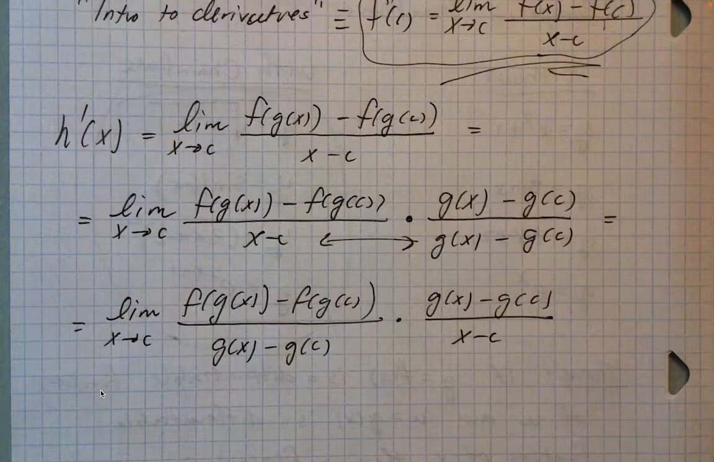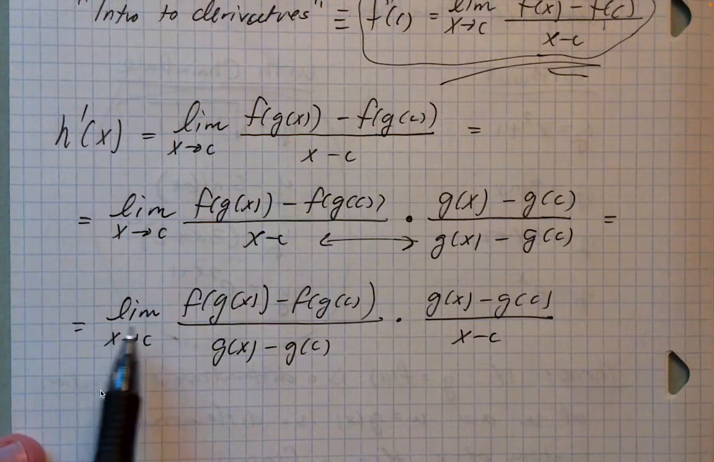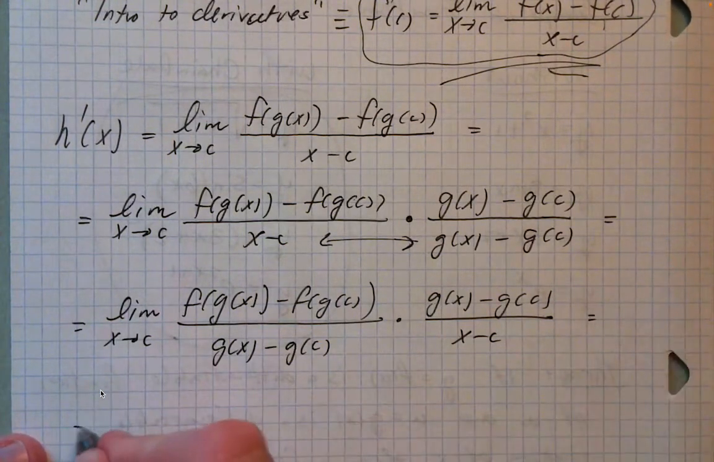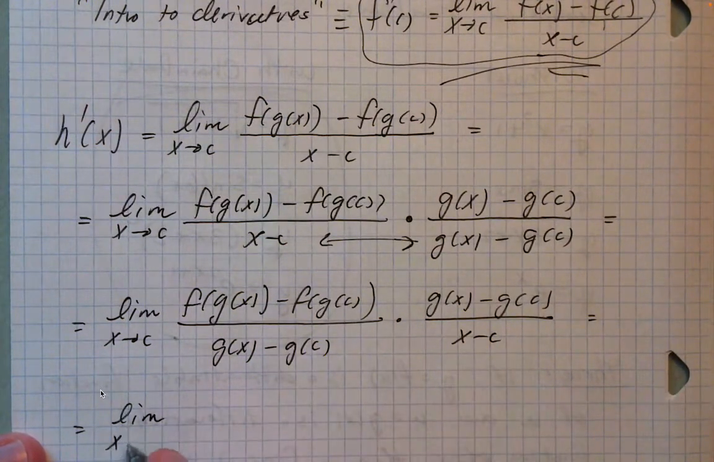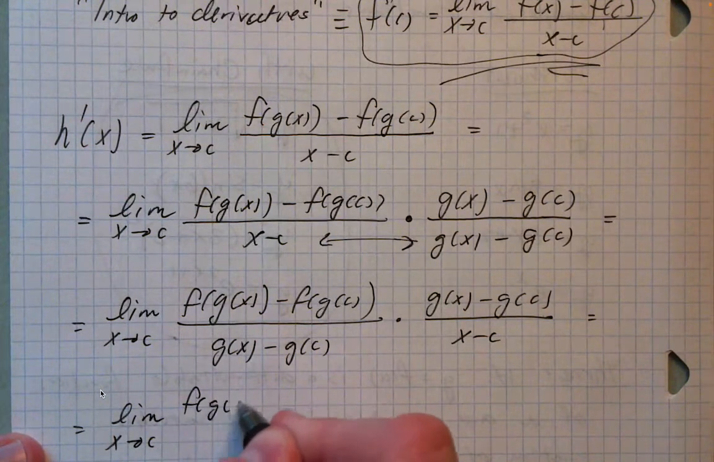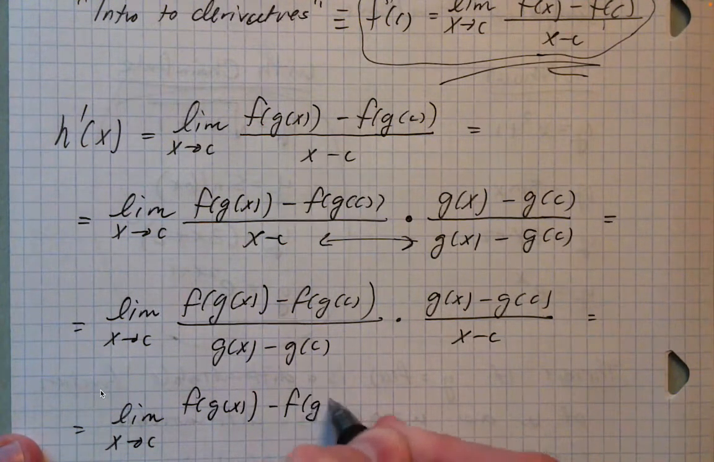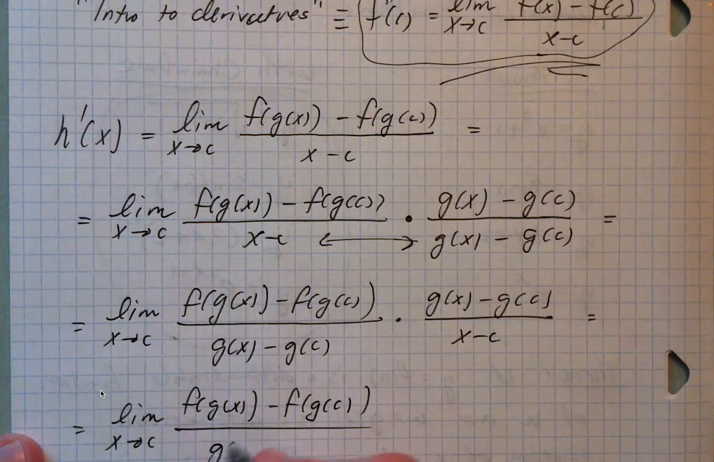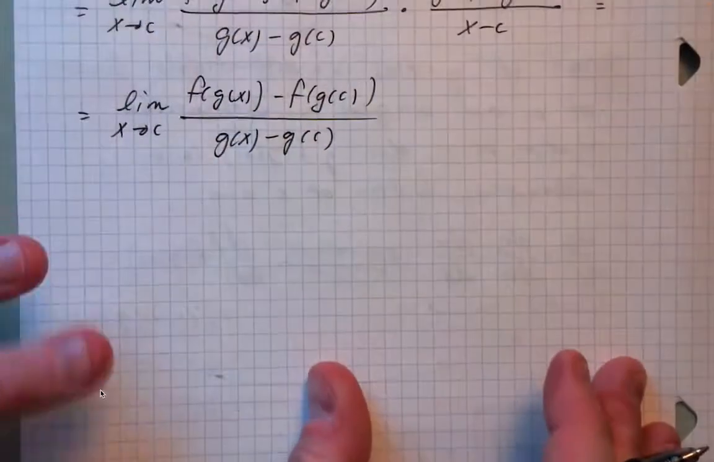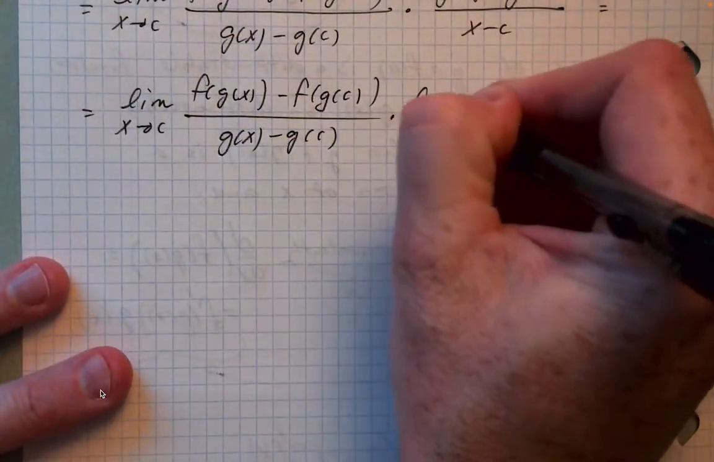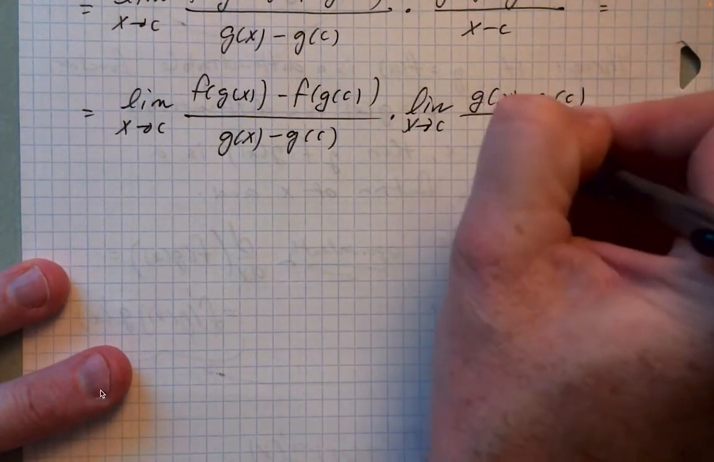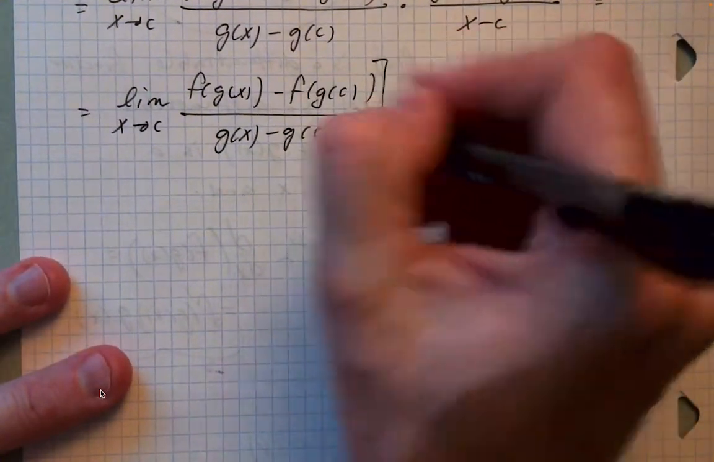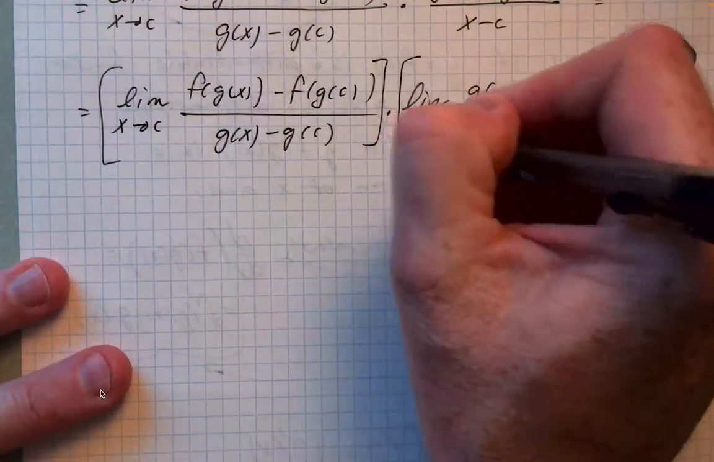Okay. Now what we need to do is take the limit of this product. We know that we can take that limit and evaluate these two pieces of the product separately. And so when we do that, we get this piece here, times the limit as x approaches c of this piece. Now let's bracket these off so that we know that these are totally separate.